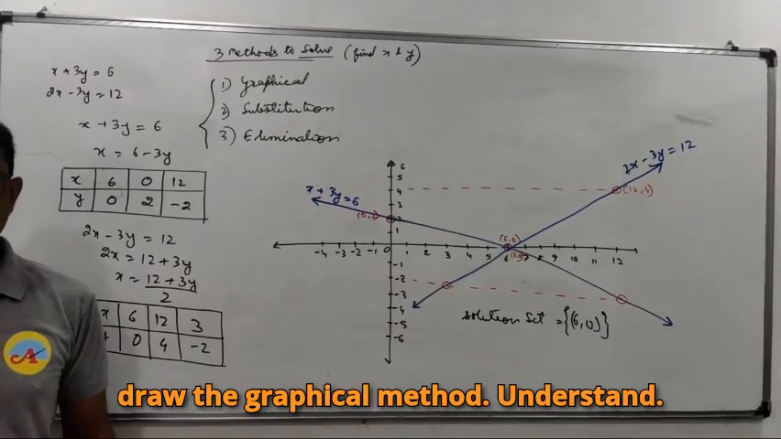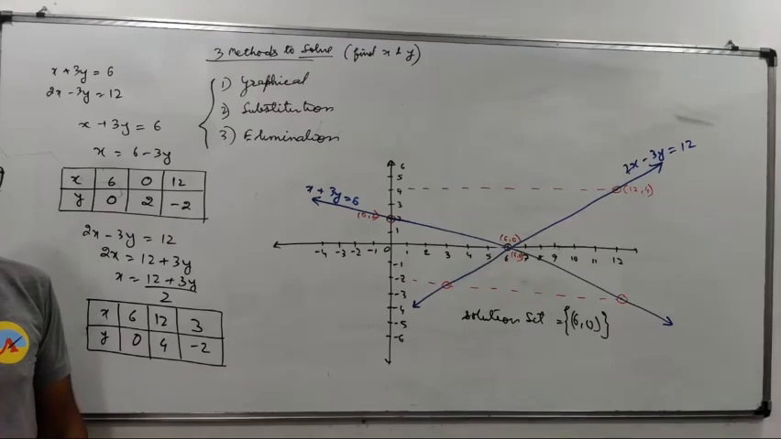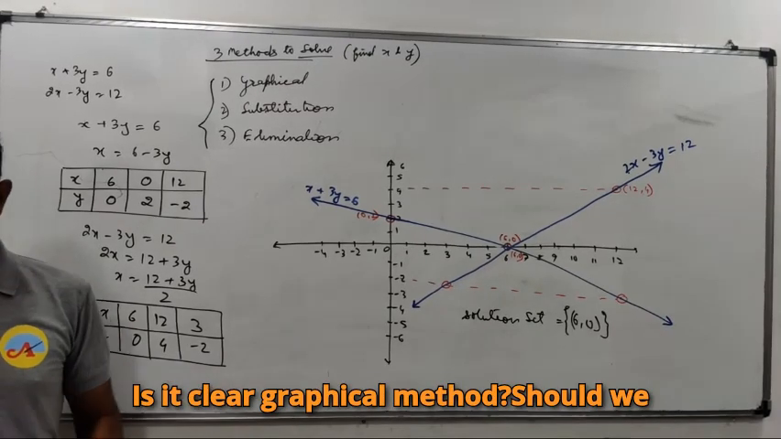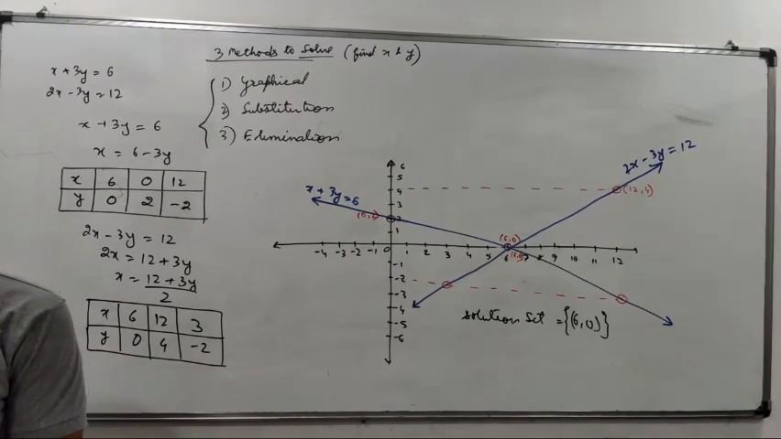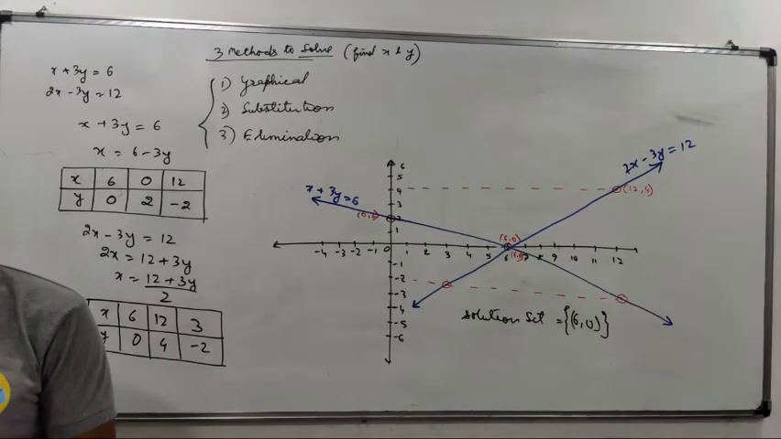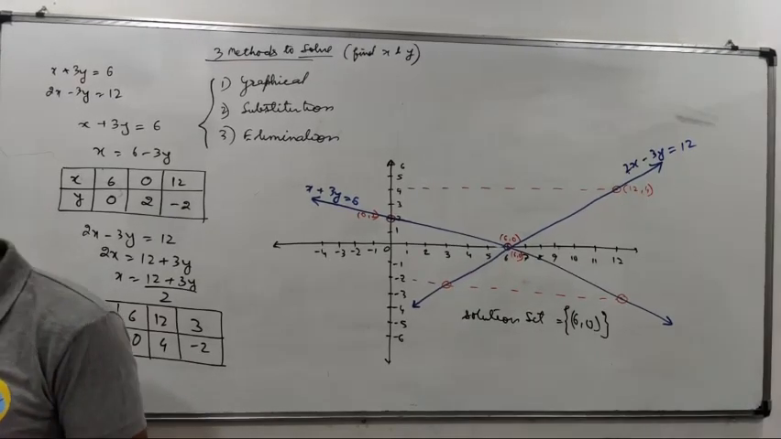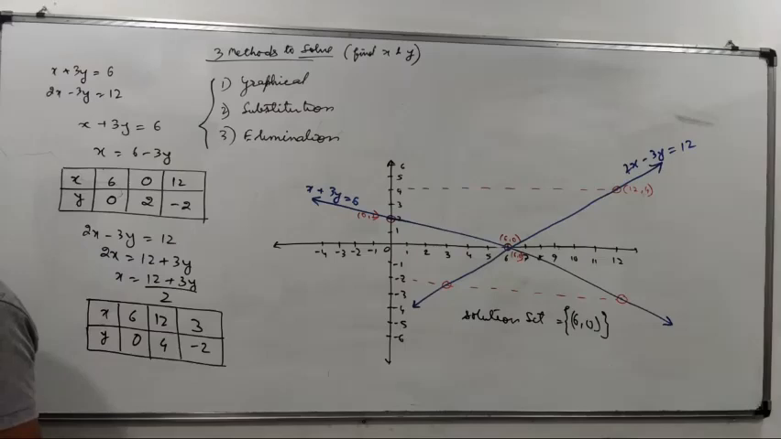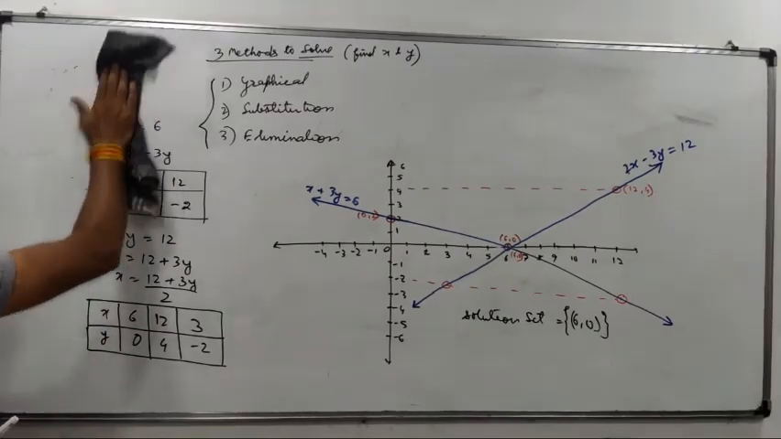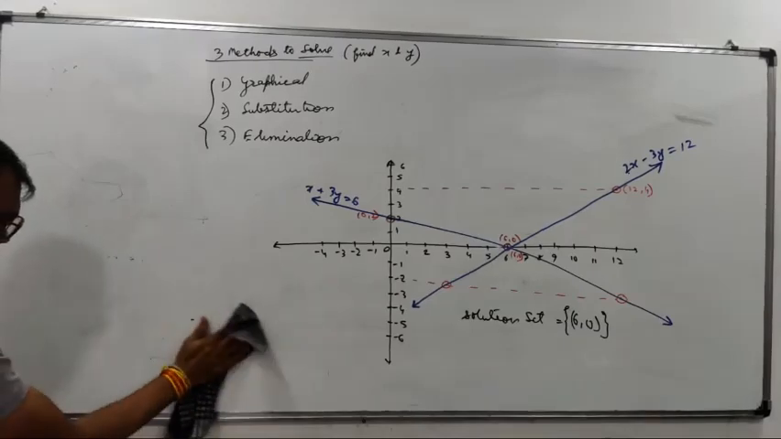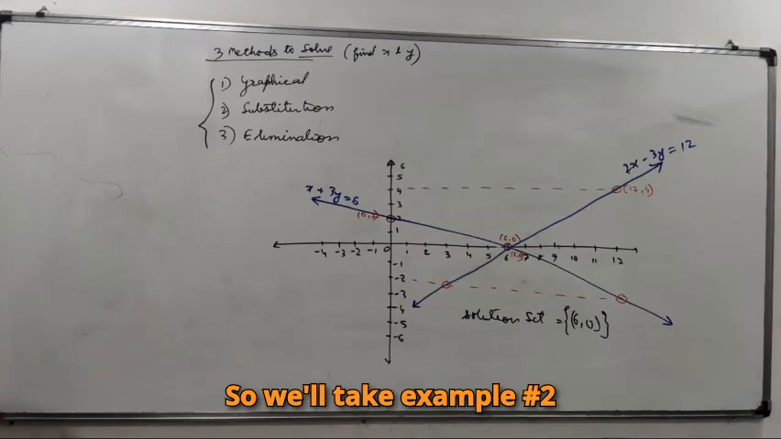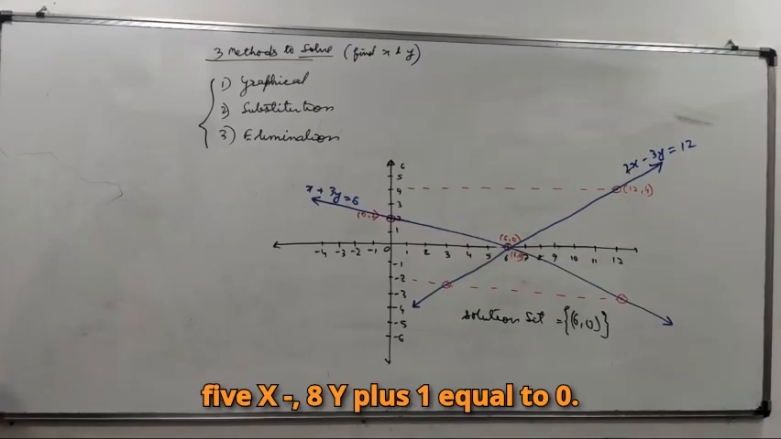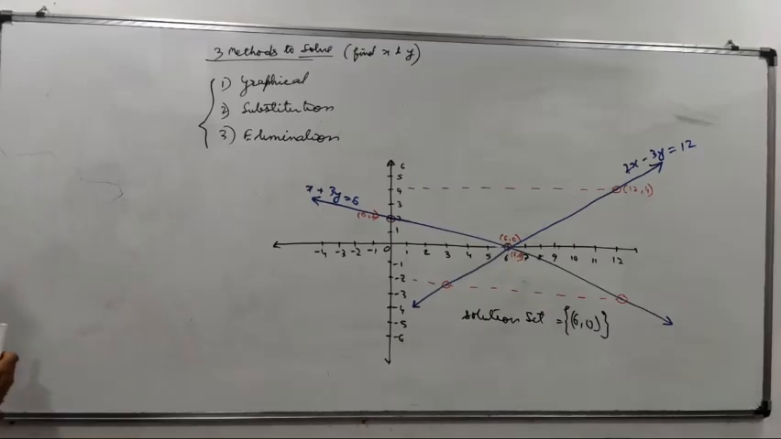Understand? So this is how you have to draw the graphical method. Understand? Is it clear, graphical method? Should we draw one more graph? One more graph. So we'll take example number 2: 5x minus 8y plus 1 equal to 0.